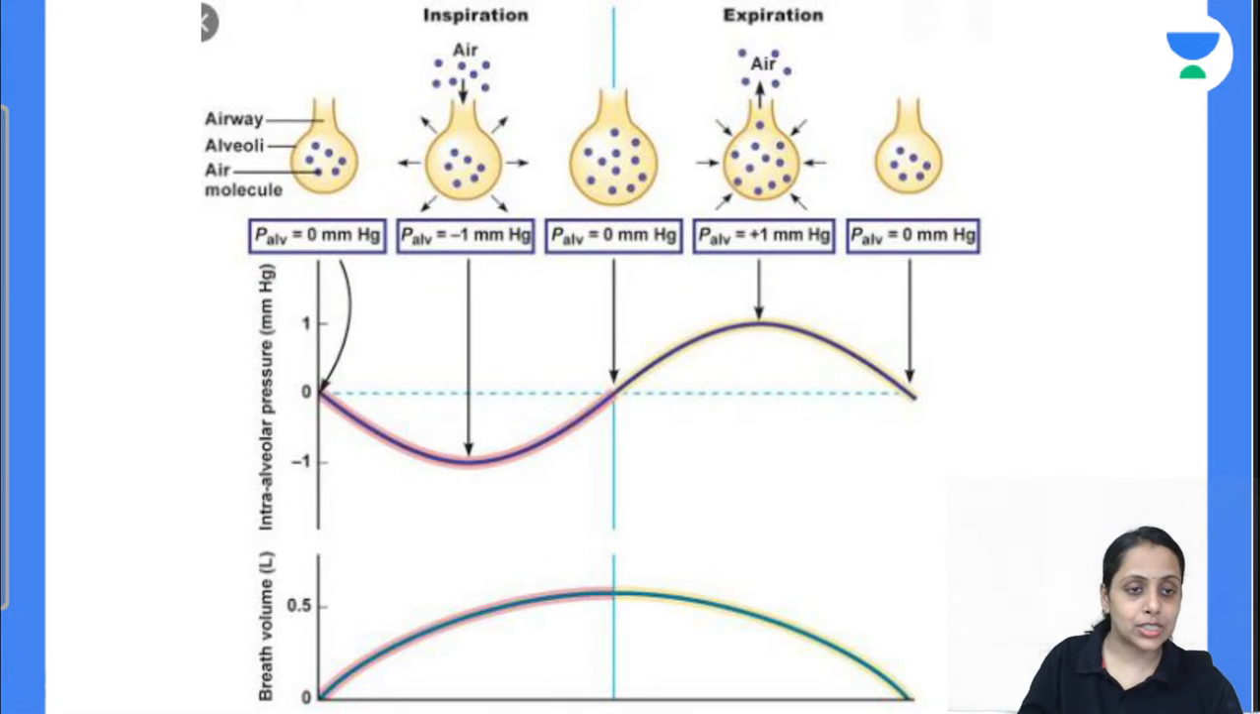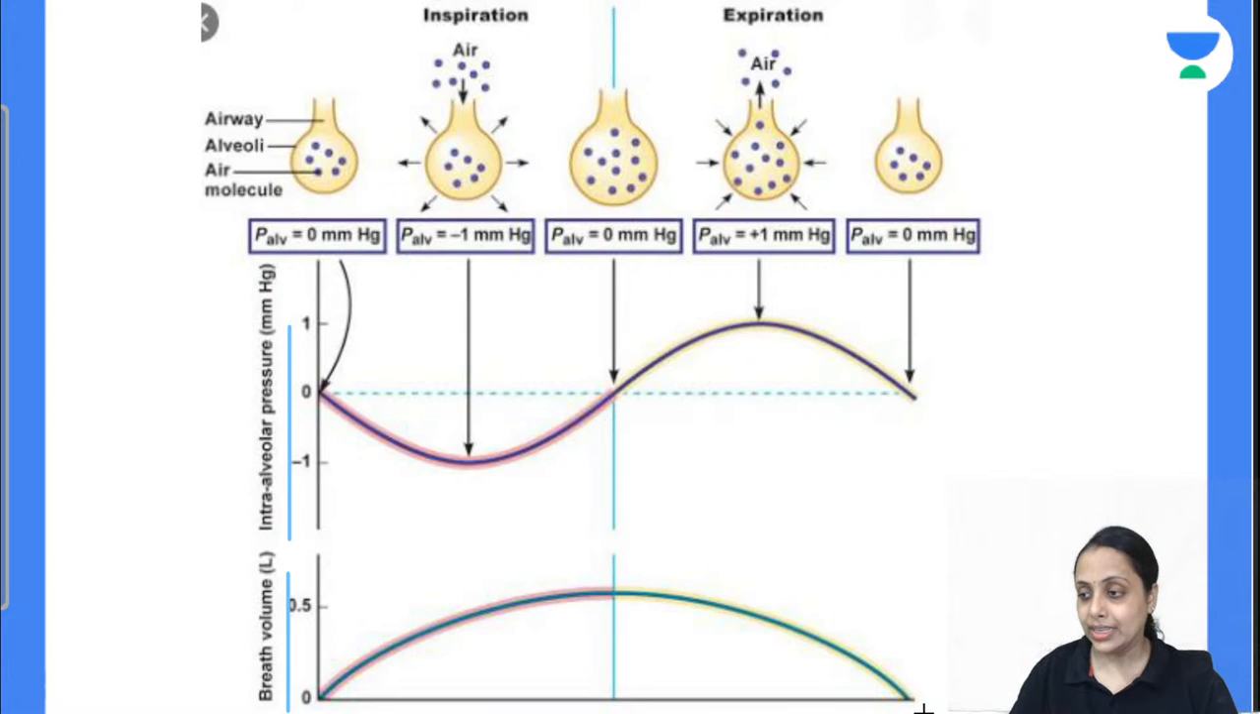This is the first curve, which is showing intra-alveolar pressure. Second is the breath volume. During inspiration, volume increases. During expiration, volume decreases.